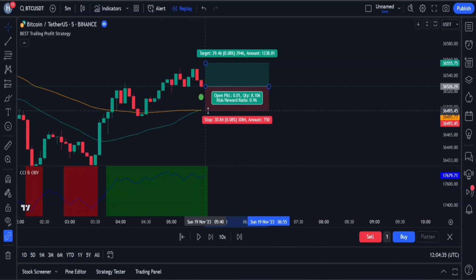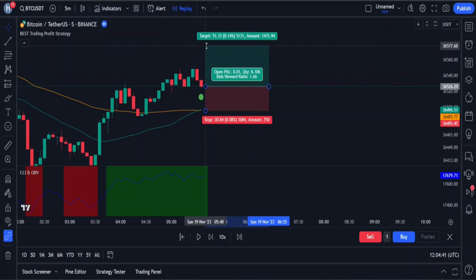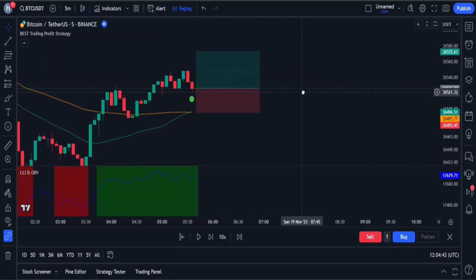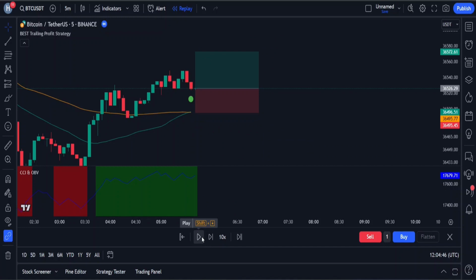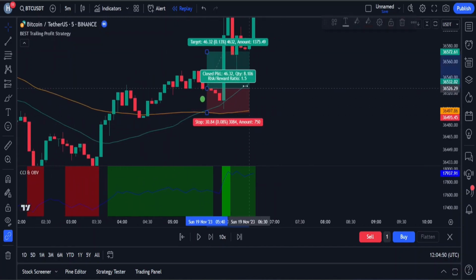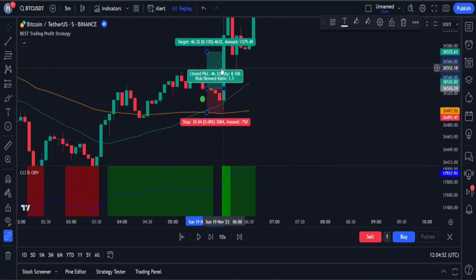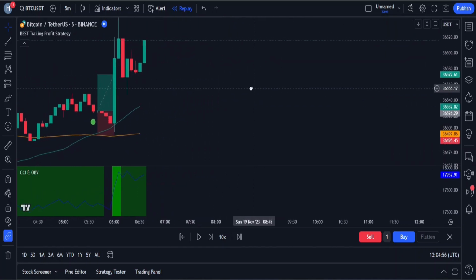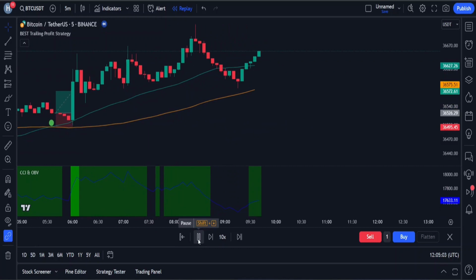So I will open a buy position here. Our stop loss will be placed at the orange line of this indicator, which will be right here. And our take profit target will be set at a risk to reward ratio of 1.5. Make sure to follow strict money management rules as we are trading in a shorter time frame. As you can see, the market has completely hit the target.